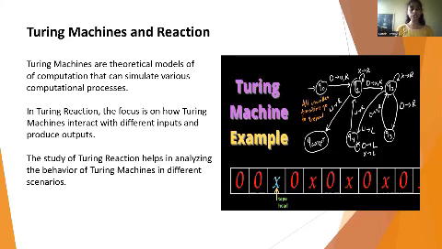Turing machines and reactions. Turing machines are theoretical models of computation that can simulate various computational processes. In Turing reaction, the focus is on how Turing machines interact with different inputs and produce outputs. The study of Turing reaction helps in analyzing the behavior of Turing machines in different scenarios.